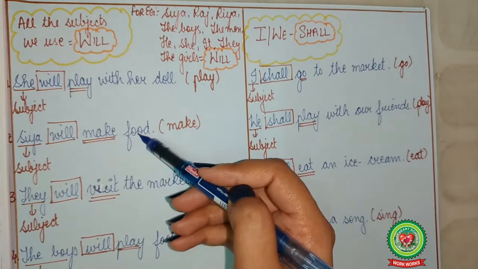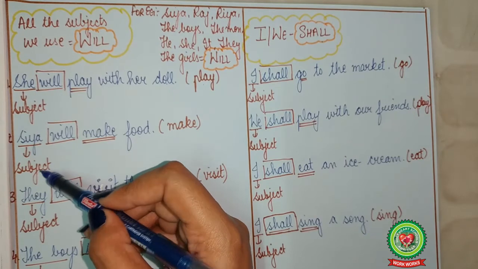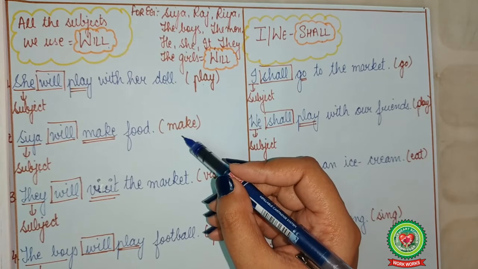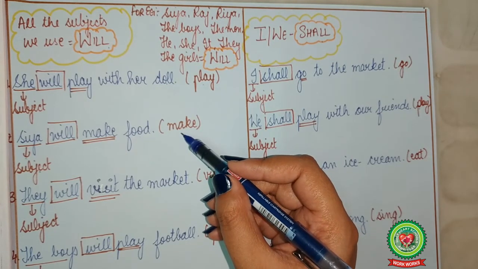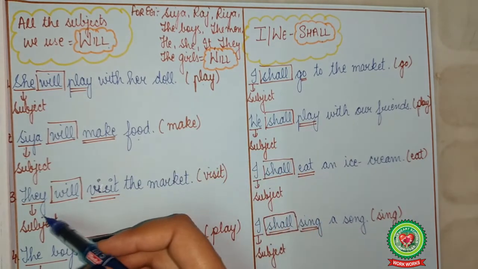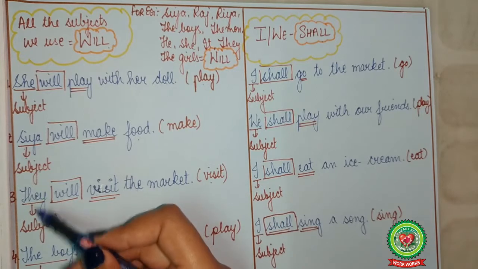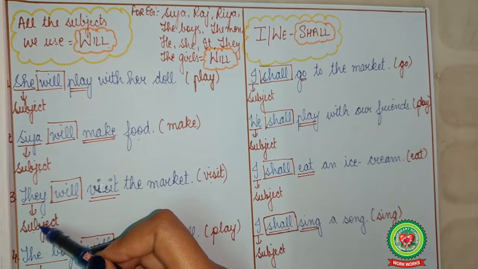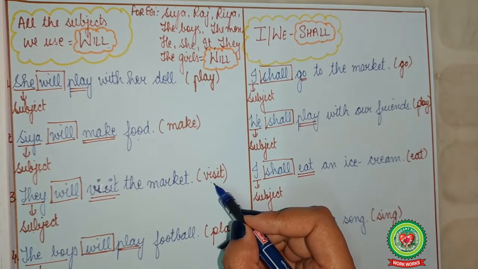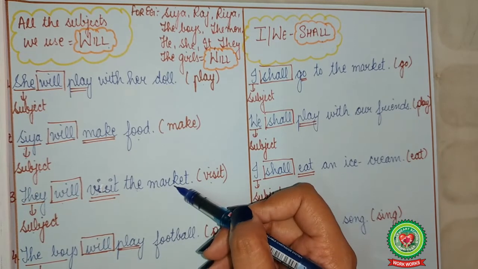Sia dash food and the verb is make. Who, Sia, so subject. With Sia we will use will. Make is the present form of verb. So the answer is Sia will make food. They dash the market and the verb is visit. Who, they, so subject. With they we will always use will. Visit is the present form of verb. So the answer is they will visit the market.